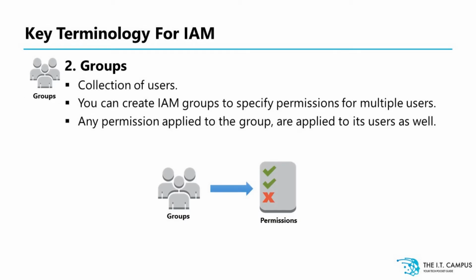Groups. A group is a collection of users. You can create an IAM group to specify permissions for multiple users so that any permissions applied to the group are applied to its users as well. So you might have a group that is able to access S3 or EC2 or might have other services. If you apply any services to a group, the users in that group will inherit the permissions of the group automatically. A very important thing is that a group can have many users and a user can belong to many groups.